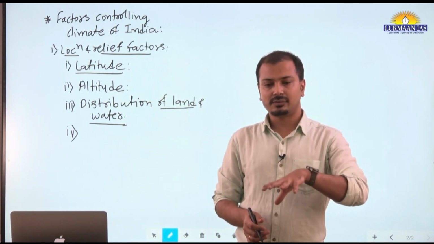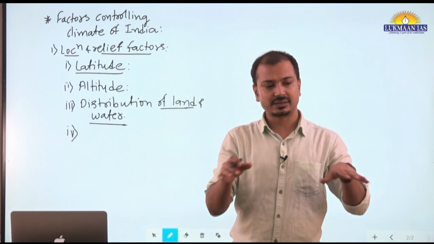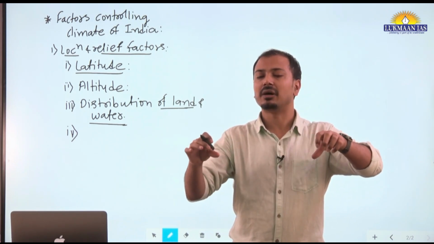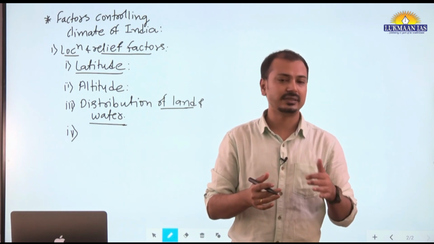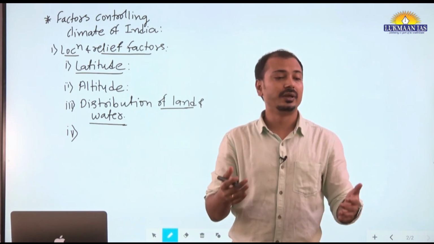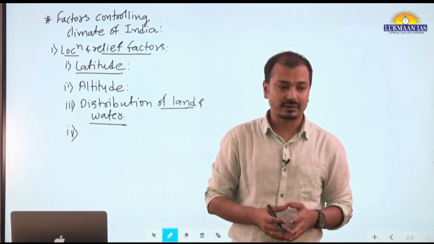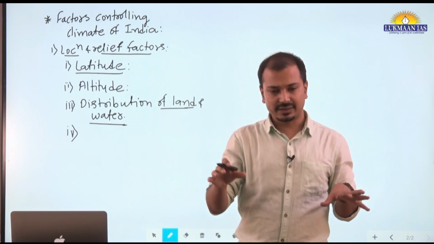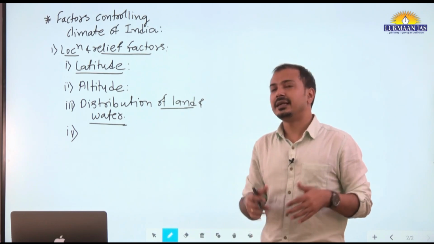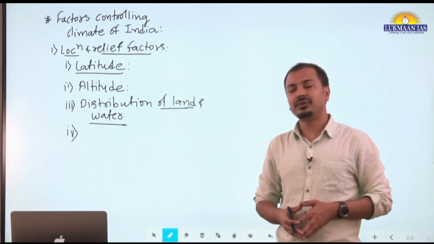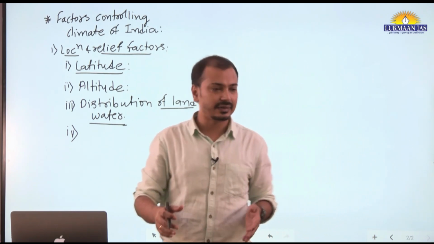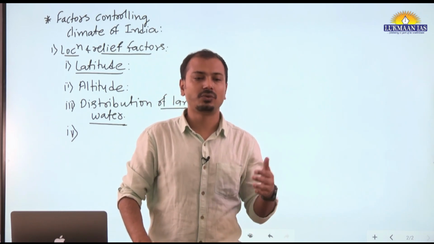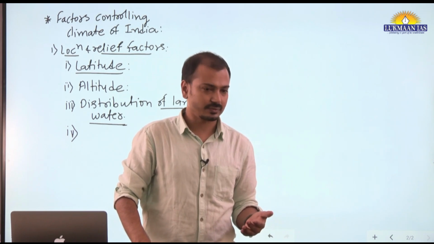Indian peninsula or Indian subcontinent region, we can say the remaining part except the Himalayas, that landmass is getting heated during summer in an intensive manner, which includes Pakistan, that whole part, and Bangladesh also. So that is getting heated intensely, and we know that land gets heated and cools at a faster rate as compared to ocean surface water.